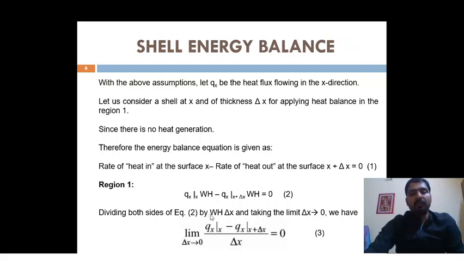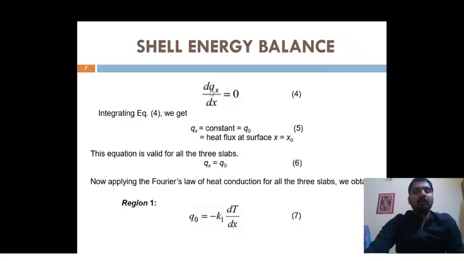Now the equation is divided by the volume, that is WH into delta x, and delta x tends to the limit 0. So by L'Hospital, we generate an expression: limit delta x tends to 0 of Qx at x minus Qx at x plus delta x, upon delta x, is equal to 0, which is denoted in equation number 3. Basically by L'Hospital, it is converted to a differential equation, dqx over dx is equal to 0, which is denoted in equation number 4.